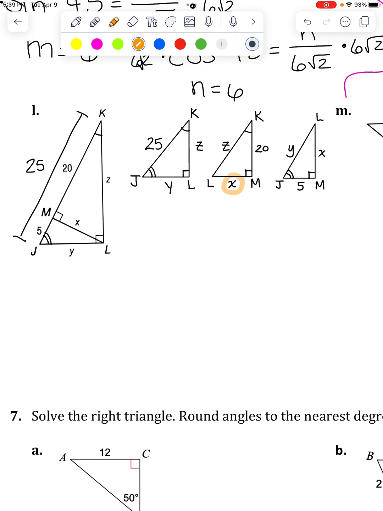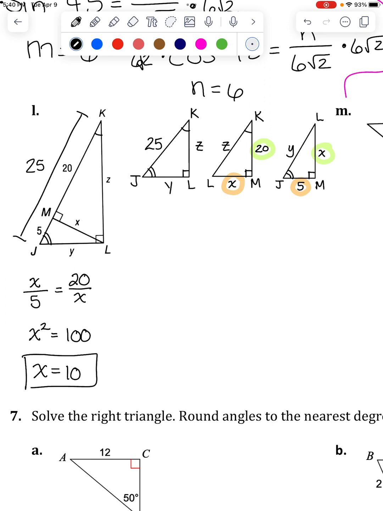Now, when you're doing this, remember you're matching up sides. So if I want to solve for X, this X goes with this 5. And I can work the 20 and the X then. So X over 5 equals 20 over X. Cross multiply to solve. We get X is 10.